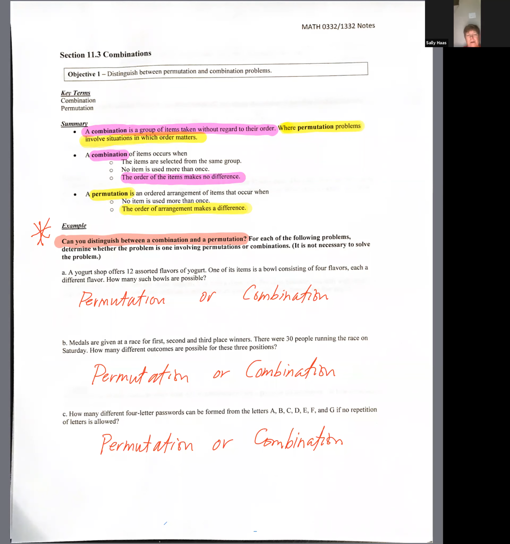Okay, so under permutation here, I can go ahead and write, order matters. That's not writing very good. And order does not matter. Just so we can remember which one's which. Let me see if I can do a better job of writing the word order.